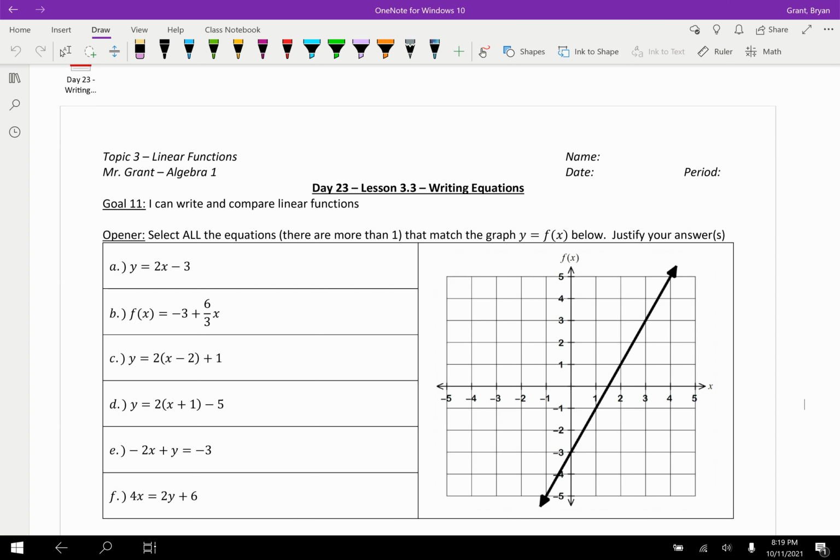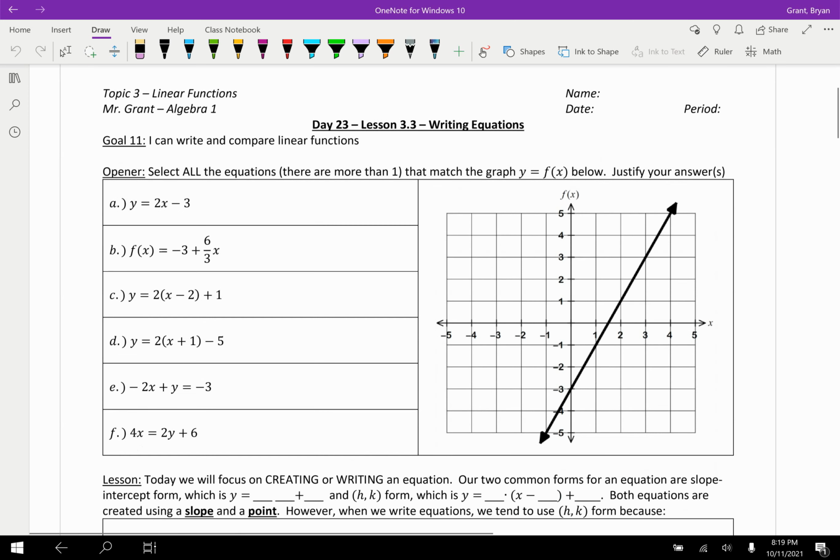So a lot of times we were given an equation in HK form or slope-intercept form and told to graph that equation. But we didn't go the other way around. And so what we're going to focus on today and next class are really writing and comparing different equations to each other. So for our opener, we have a single line over here.